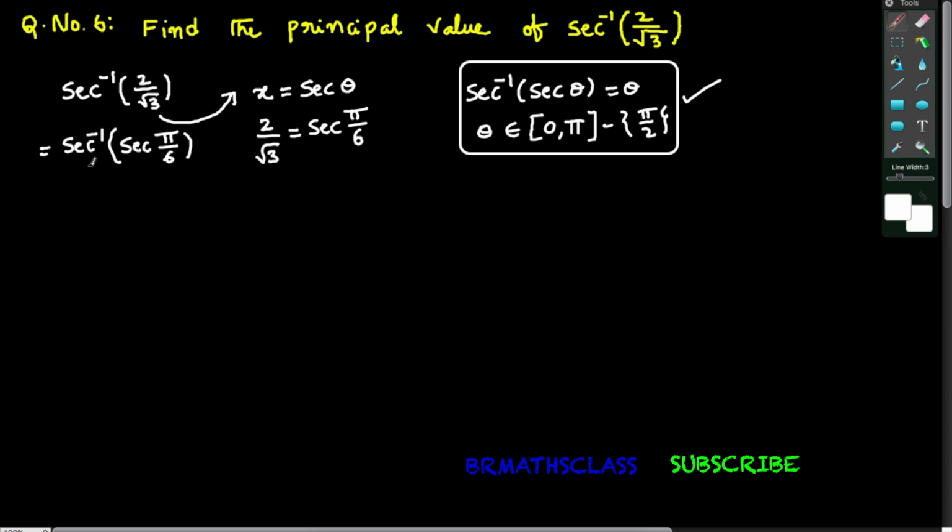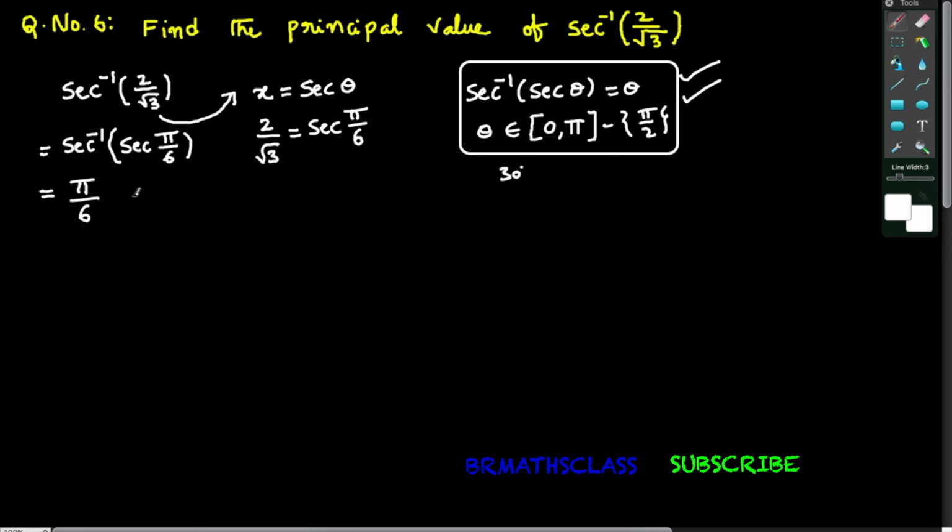Now you observe this secant inverse of secant pi by 6. It is of the form secant inverse of secant theta. Pi by 6 means 30 degrees. 30 degrees is there in between 0 and 180 degrees. Yes, it is there. So secant inverse of secant theta equals theta, this formula holds good. So secant inverse of secant pi by 6 is what? Pi by 6. So the principal value of secant inverse of 2 by root 3 is pi by 6.